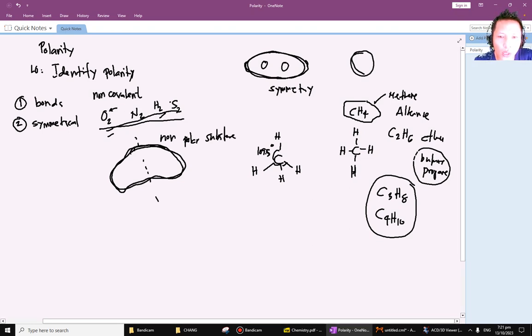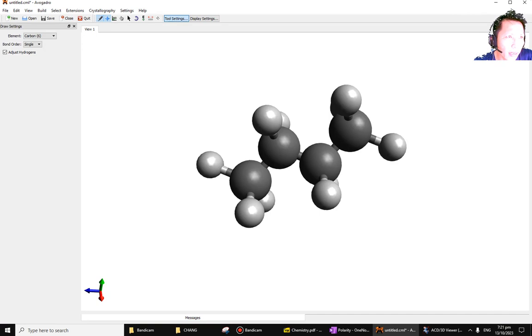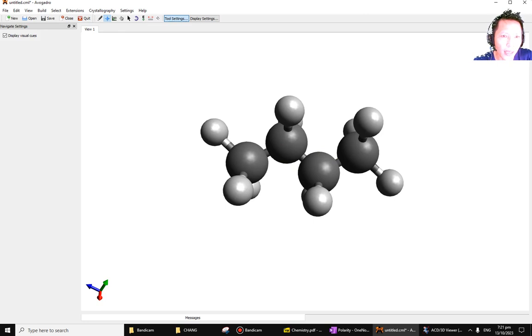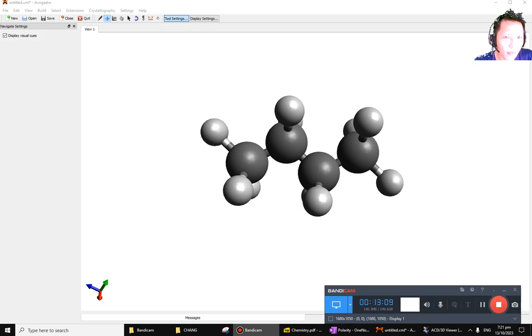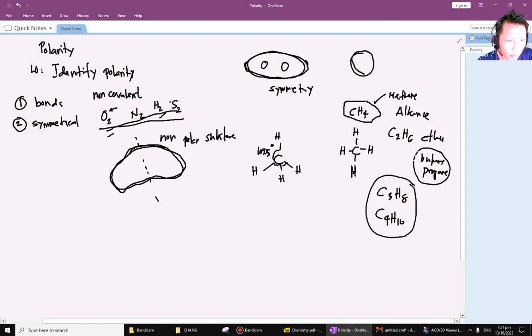So even if we draw C4H10, we can add another carbon here. It looks like that. It's still symmetrical. Now it would look like this. The oblate shape somewhat looks like that. So you can see an egg somewhat directed along this side.